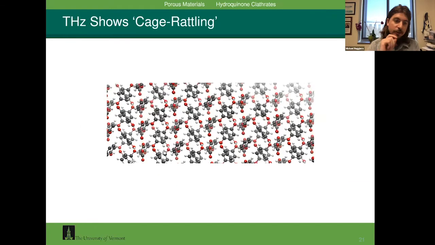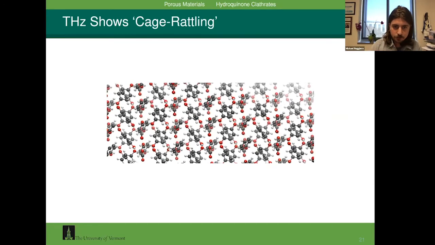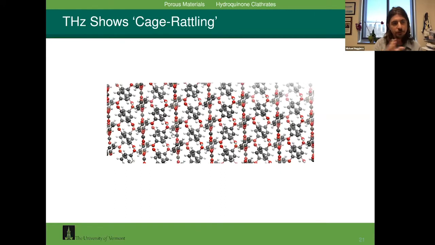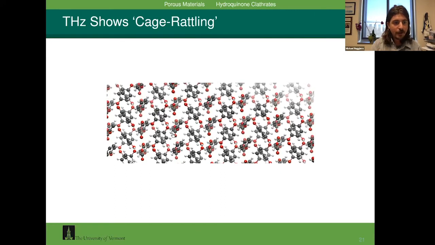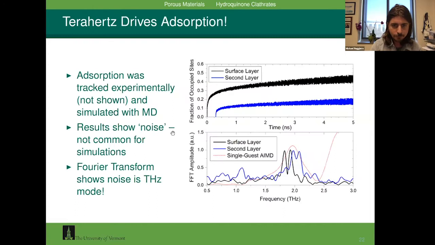But even more interestingly, there is a terahertz mode where the gas molecule, with CO2 here, you see it moving, it kind of rattles around in that void. And this is just one motion. There's actually a few different ones where it rattles around in different directions. And that corresponds to a vibration that occurs at terahertz frequencies. So that's exactly what we're probing.